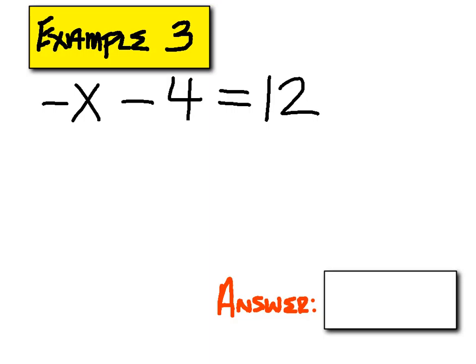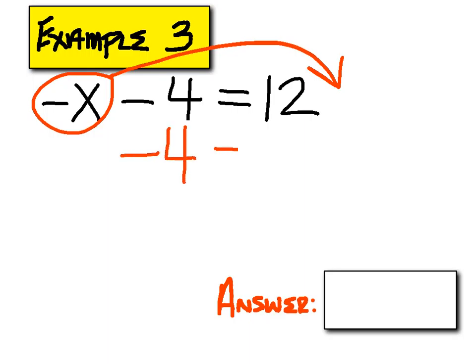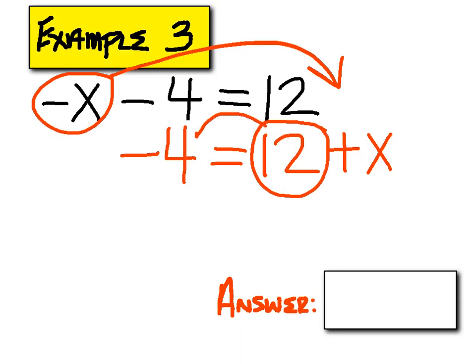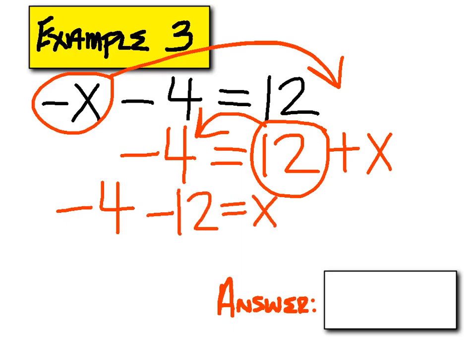Okay, for example problem number 3, we have negative x minus 4 is equal to 12. First thing we need to do is make our x positive. So when we move that over here, on the left side we're going to have negative 4. On the right side we're going to have 12 plus x. Next thing we need to do is move our 12 to the left side. When we move our 12, it's going to become a negative 12. So our answer is going to be negative 4 minus 12, which is going to give you negative 16.